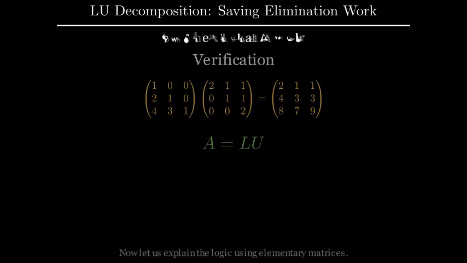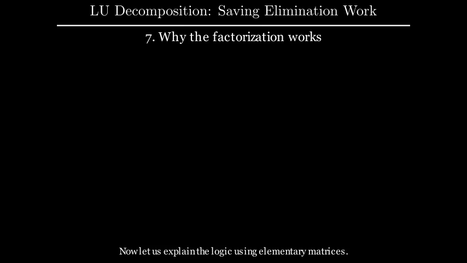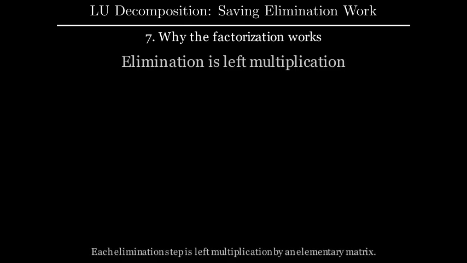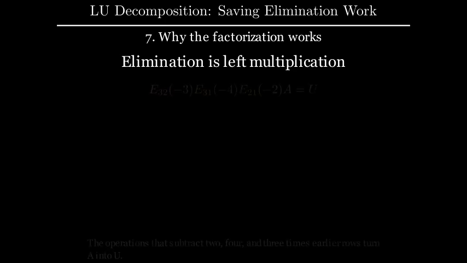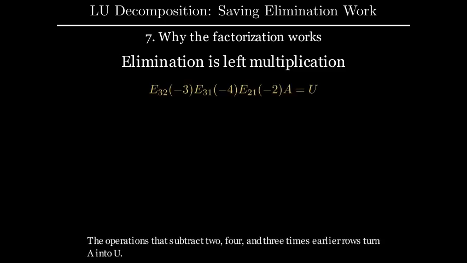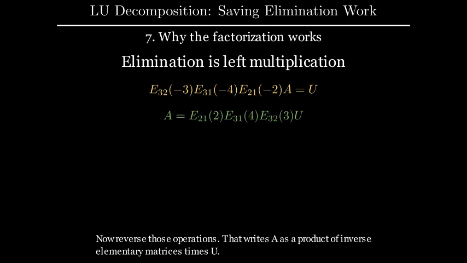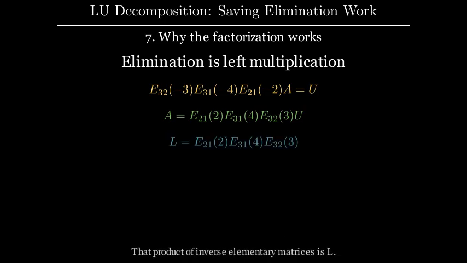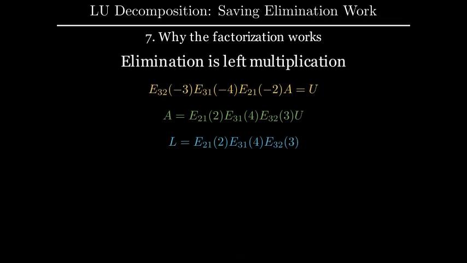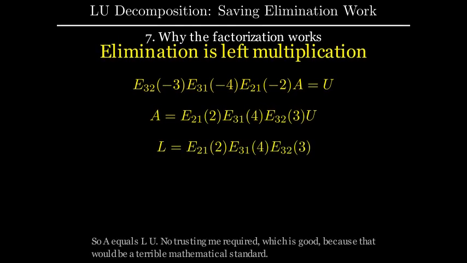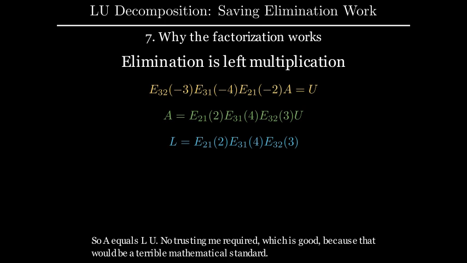Now let us explain the logic using elementary matrices. Each elimination step is left multiplication by an elementary matrix. The operations that subtract 2, 4, and 3 times earlier rows turn A into U. Now reverse those operations. That writes A as a product of inverse elementary matrices times U. That product of inverse elementary matrices is L. So A equals LU. No trusting me required. Which is good, because that would be a terrible mathematical standard.